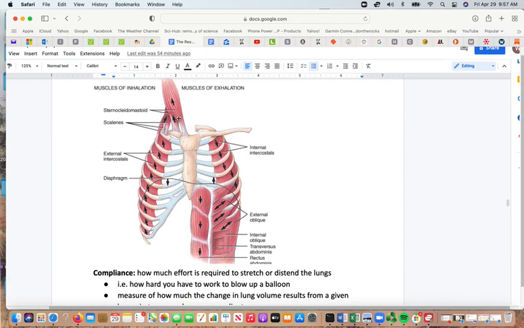So this is showing here the SCM and the scalenes, the actions of those, the external intercostals, pulling the rib cage up and out. Here showing the internal intercostals pulling it down, the abdominal muscles contracting, the external obliques of the abdomen contracting as well.